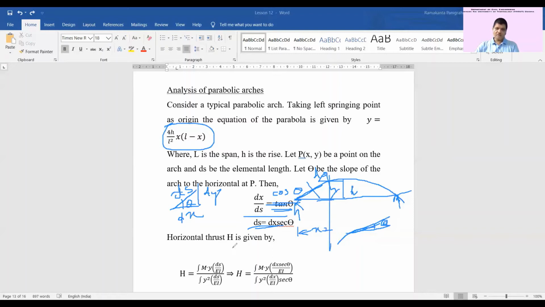Now put the value ds is equal to dx sec theta. All will be integrated in terms of x, because y is in terms of x. Now ds will come in terms of x. Now if you integrate to find h in terms of this, then that can be obtained.